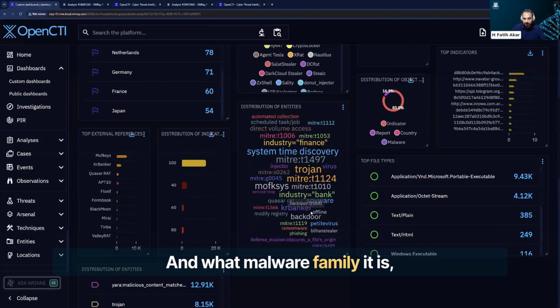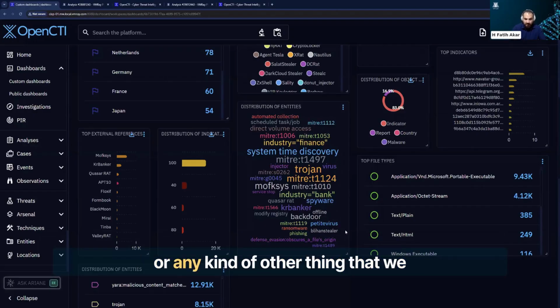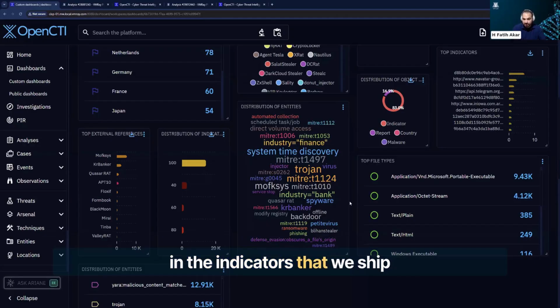And what malware family it is. Is it a KR banker or some Blyhan stealer or any kind of other thing that we were able to monitor, we're going to include that indicator in the indicators that we ship.